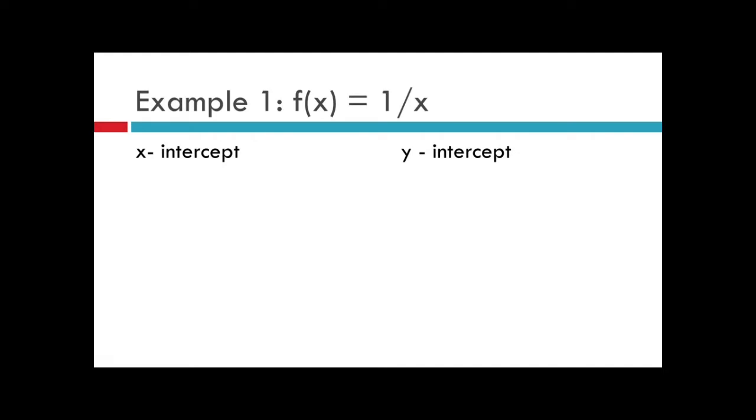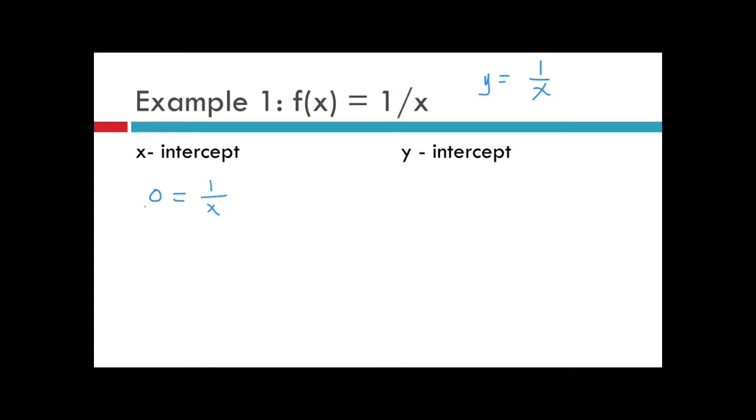Let us start with example number 1. The function is f of x equals 1 over x. This is the simplest of all rational functions, and this is also considered the parent of any rational function. So let's rewrite this into the form y equals 1 over x. Now we're going to solve for the x-intercept. For the x-intercept, we set y equal to 0. So we have 0 equals 1 over x.